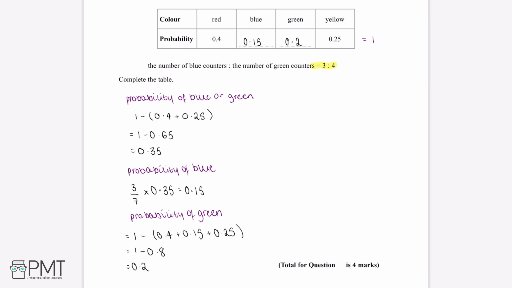Now this question's worth 4 marks. We'll get 1 mark for working out the probability of the counter being either blue or green. We'll then get a 2nd mark for working out the probability of the counter being blue. We'll get a 3rd mark for a process to work out the probability the counter is green. And our 4th mark for having both of the probabilities correct.